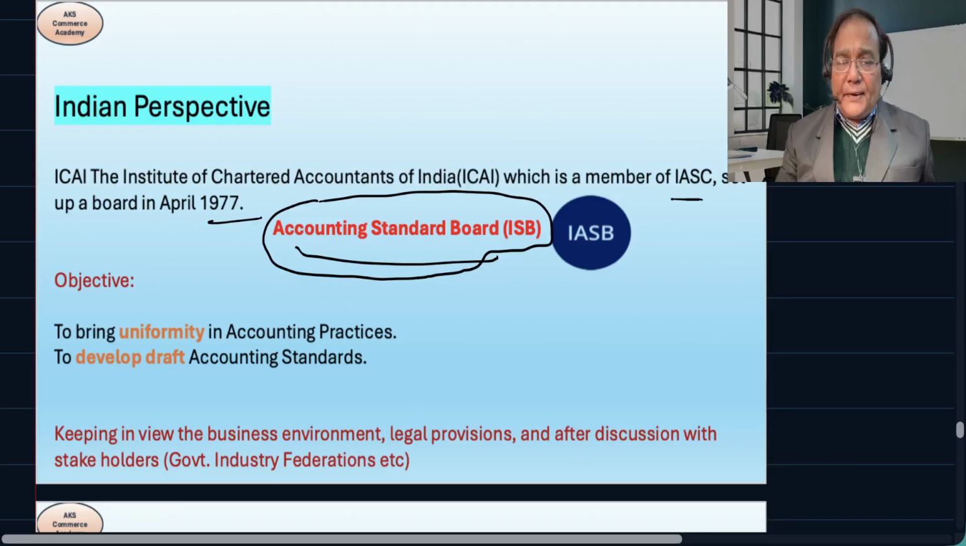Now the objective of developing this, which is to a larger extent clear by now, is to bring uniformity in accounting practices and to develop the draft of accounting standards. This draft was made and again submitted to ICAI, keeping in view the business environment and legal provisions, because a lot of legal provisions are there, after discussion with stakeholders such as government, industry, federations, etc. Now, what they have come up with.